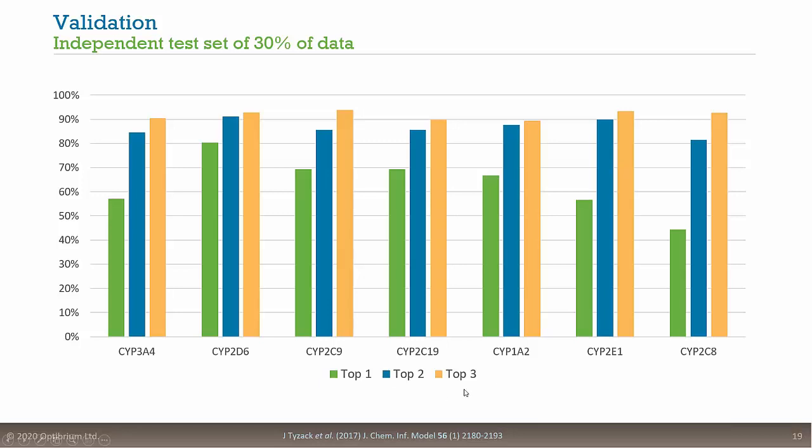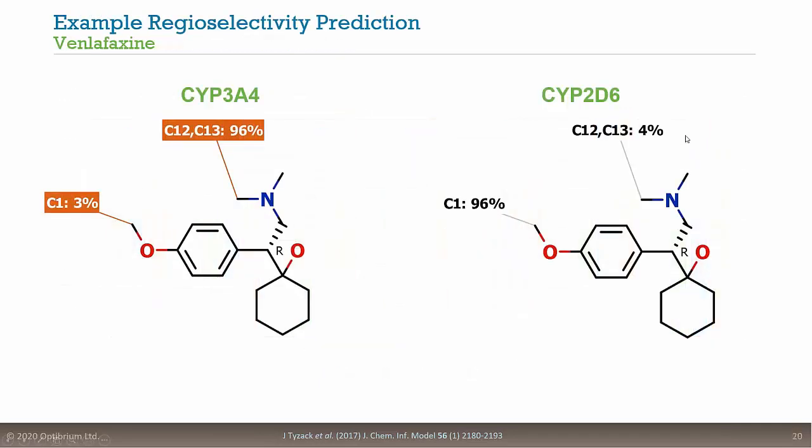So top 3 means at least one of the top 3 predicted sites is observed experimentally, and you can see that's the case in, well, I would say 90% for every single isoform, but in fact 1A2 is only 89%, so just under that. Top 2 in this case is 85% in every case, except for 2C8, which is, I think, 83%. But you can see a very high quality level of prediction here, and the sorts of information that you can get.